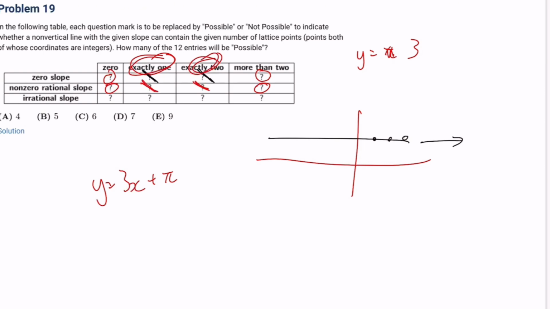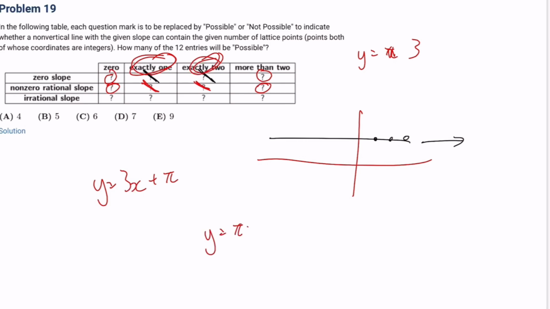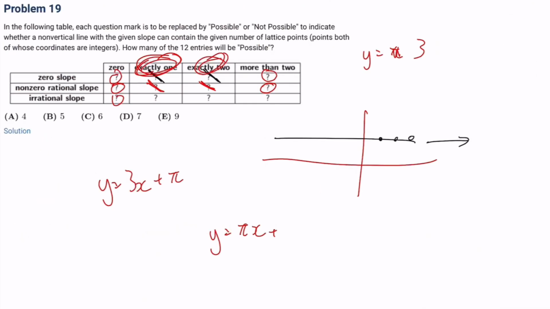And lastly, let's look at irrational slope. If it's like y equals pi x or something, 0 is possible, like pi x plus pi, that will give 0 lattice points. Exactly 1 is also possible, because if you have y equals pi x plus 3 or something, then you are only going to be touching at 0, 3 and no other lattice points, right? So this is also possible. Exactly 2 and more than 2 will not be possible because it's not going to be able to keep a constant slope going, right? So these are both no. So we have, how many is it? 1, 2, 3, 4, 5, 6.